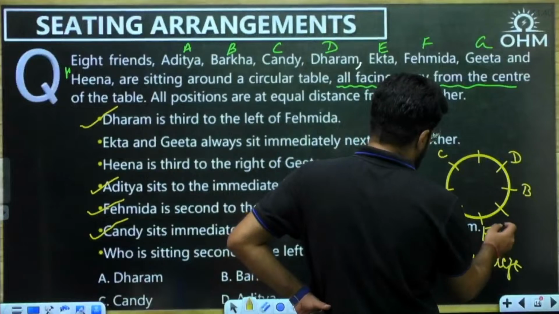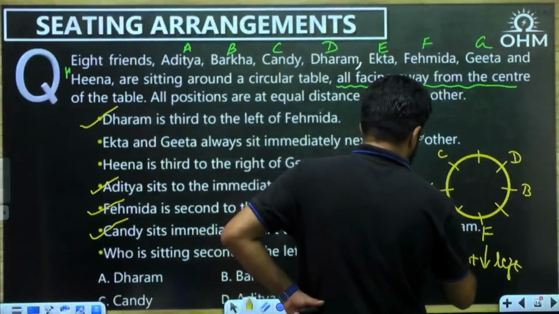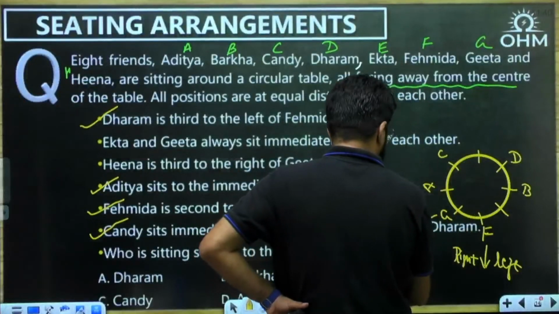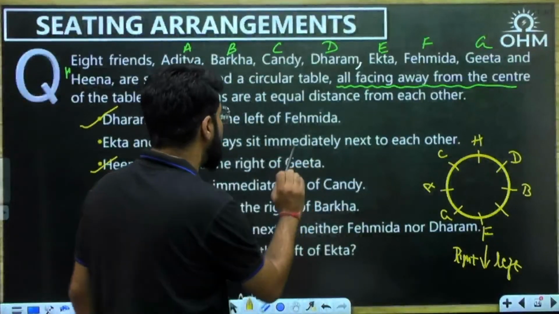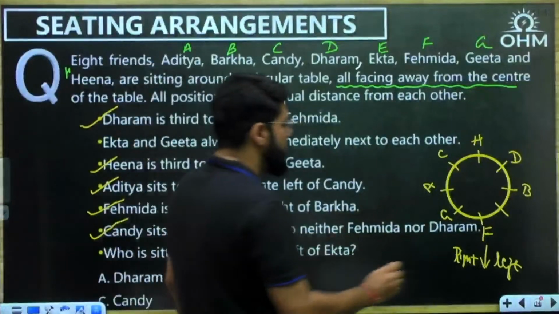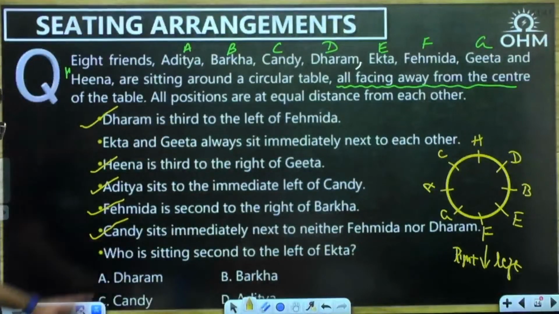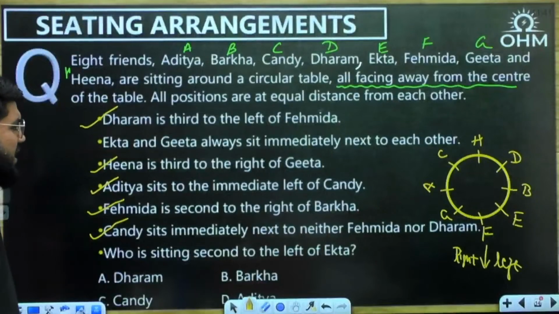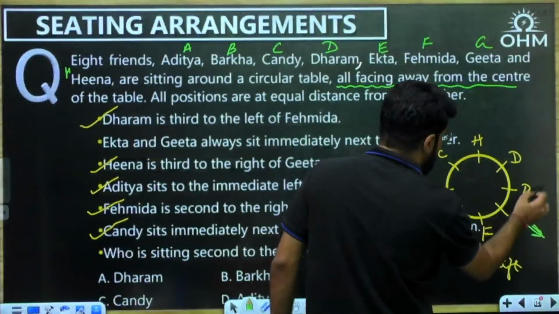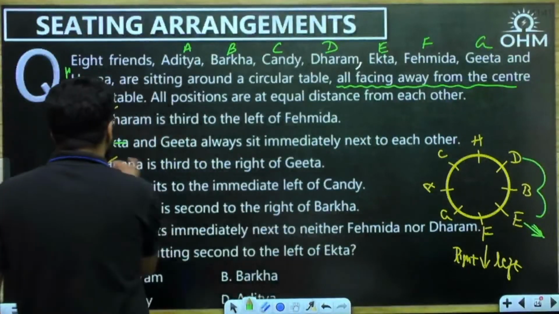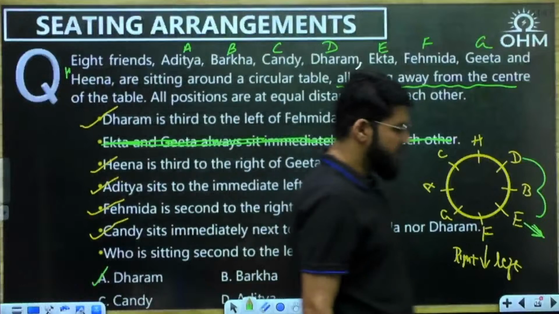Okay, so where can Geeta be? Geeta can be here or, suppose, here. Geeta is here facing outside. 1, 2, 3. Third to the right is Hina. Hina is third to the right of Geeta, and Ekta and Geeta always sitting immediately next to each other is not possible. The only place left for Ekta is this one. I will remove one statement. Who is second to the left of Ekta? Okay, so this is Ekta, and second to the left is Dharam. Answer is Dharam. I will have to remove one statement. This is not able to be fulfilled.